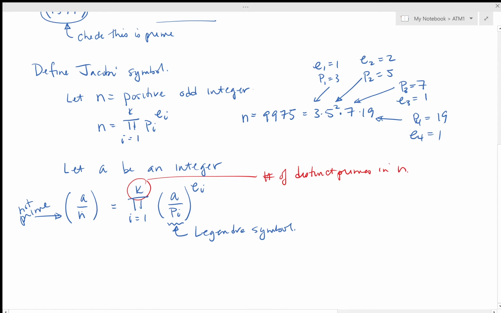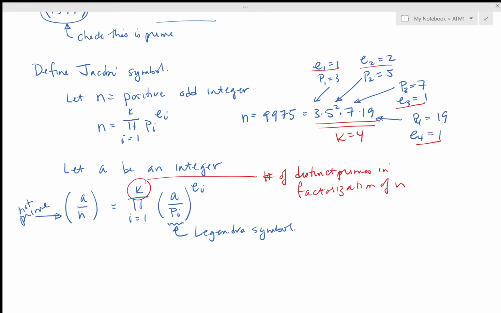In fact, let me be a bit more specific: in the factorization of n. So in my example here, you could see that there are 4 prime numbers. So in this case k would be equal to 4. So I would calculate 4 Legendre symbols. I would raise the Legendre symbols to these exponents. And then I would form the product, and I would get the Jacobi symbol.